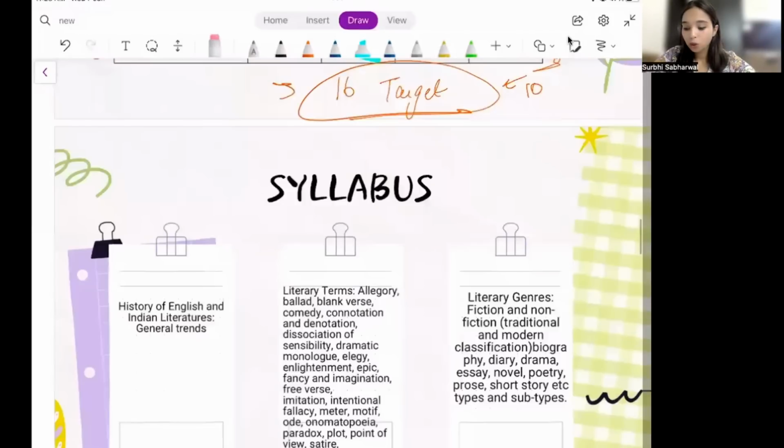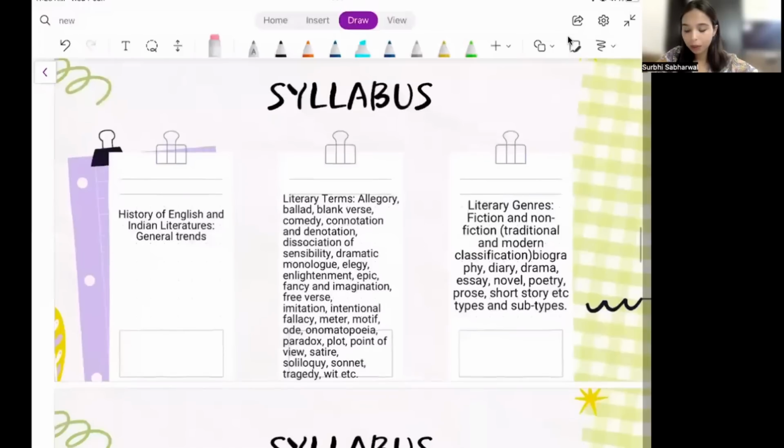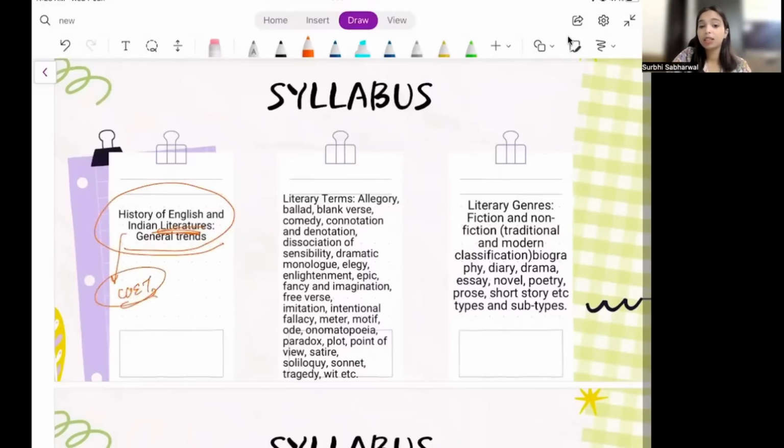Let us now talk of the syllabus that we would be covering. Now, we will be dividing the complete syllabus into 6 to 7 parts. The very first topic that we would be covering is the history of English and Indian literature. When we talk of the CUET examination, the Indian literature and its history becomes that of prominence. You get a lot of questions from Indian literature.